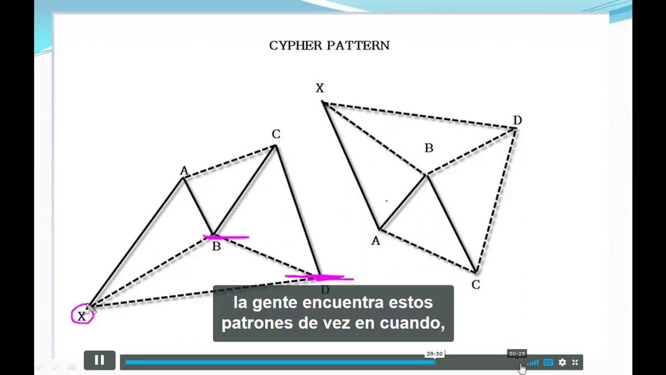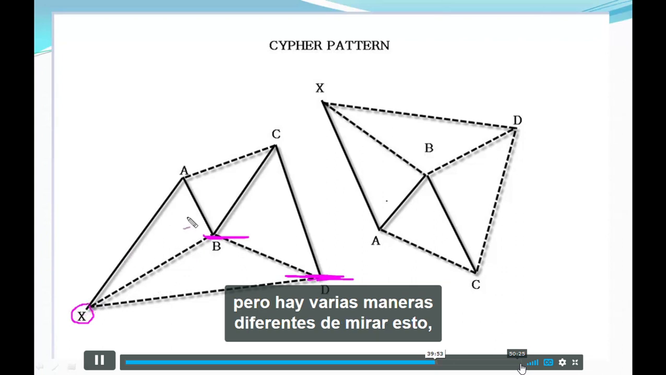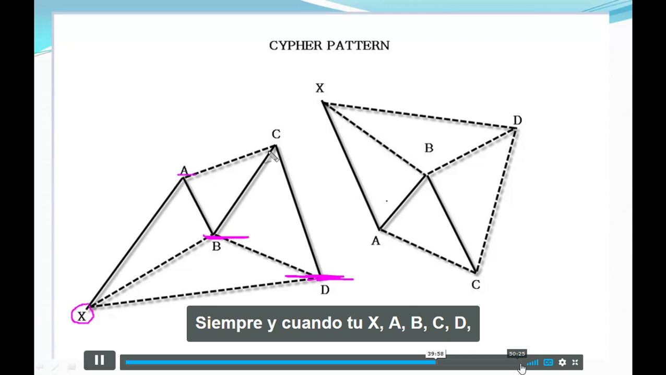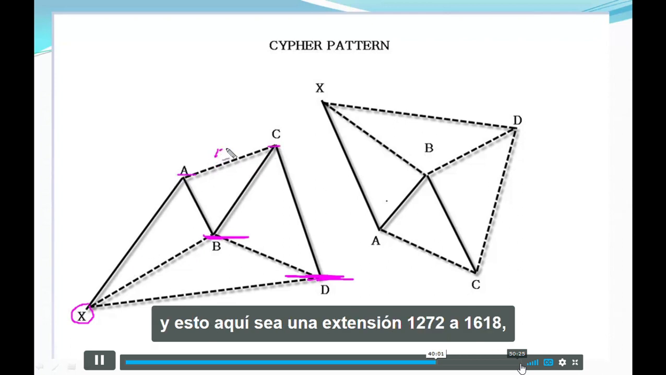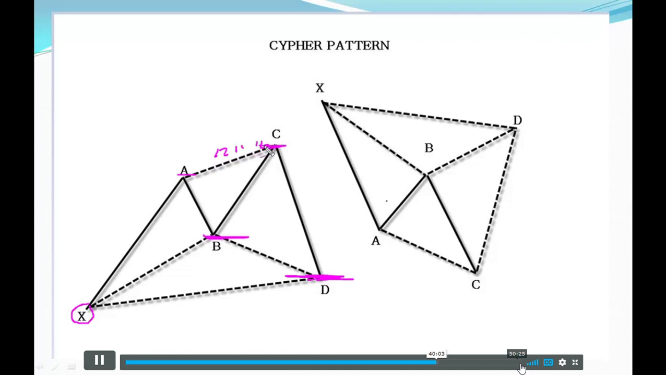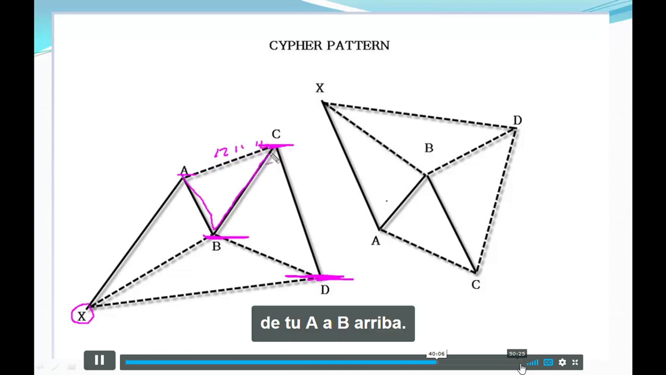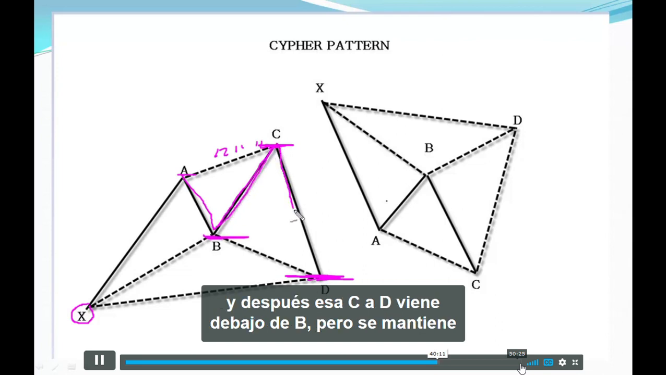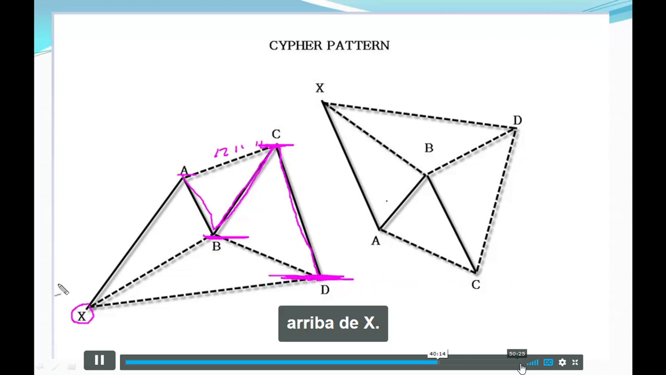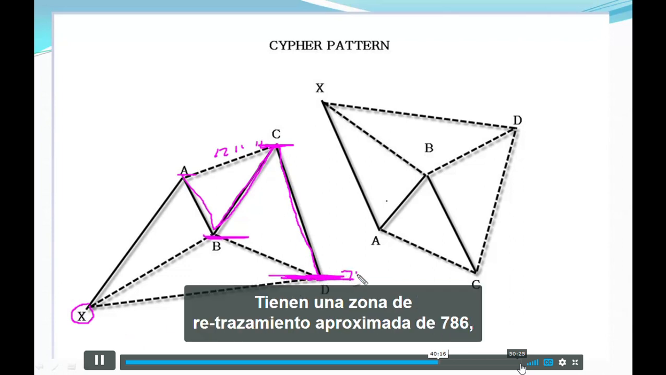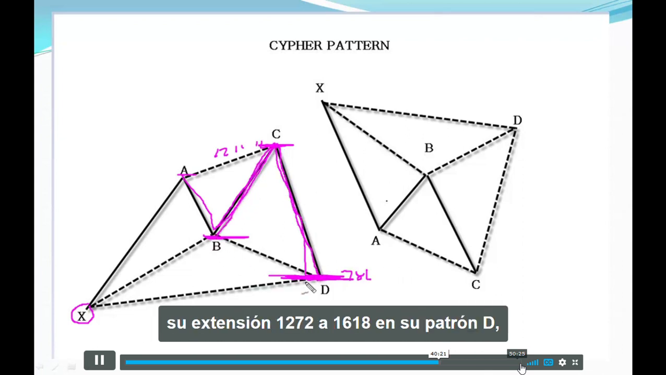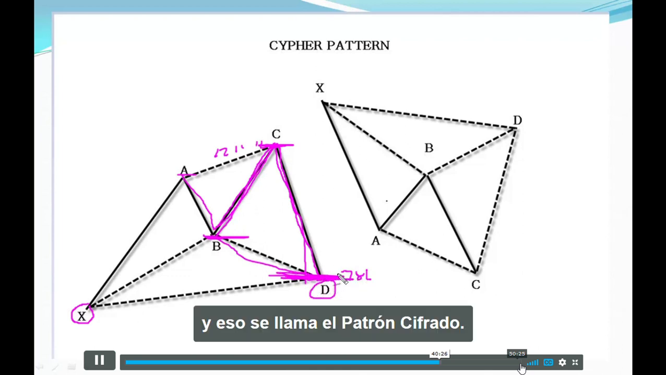People find these patterns from time to time, but there's a couple different ways to look at this, and I'm going to draw this out. One is your X, A, B, C, D, and this right here is a 1.272 to 1.618 extension from your A to B up. Now, the trick is that this C made a new high above A, and then that C to D comes below B, but stays above X. So you have roughly a 0.786 retracement zone, and you have your 1.272 to 1.618 extension down on your D pattern. And that's called the Cipher pattern.